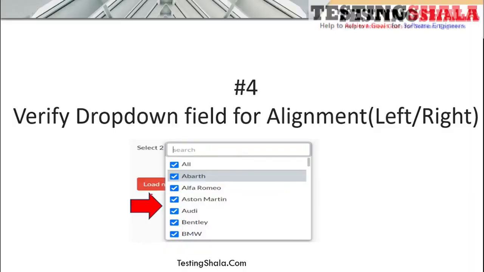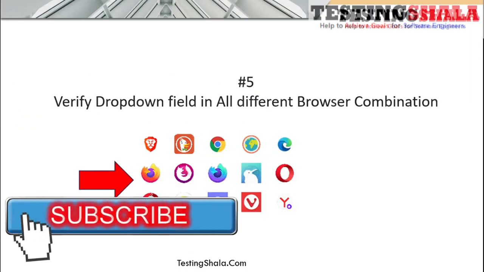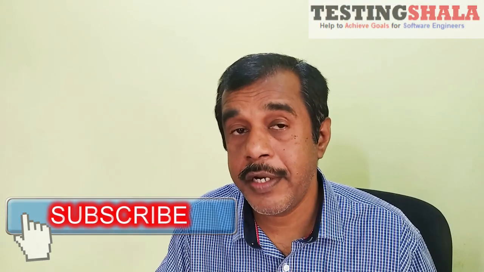Then for all the drop-down fields which are implemented in your application, just see that they can be accessed across all different combinations of browsers and different kinds of operating systems, just to ensure that this drop-down field is behaving as expected across different combinations of browsers and operating systems.